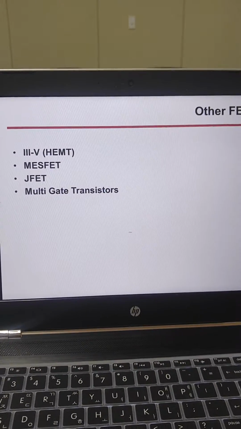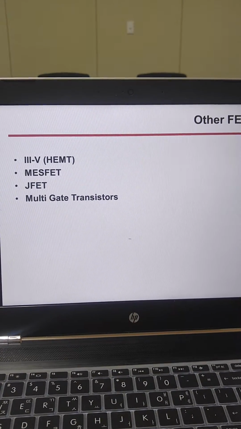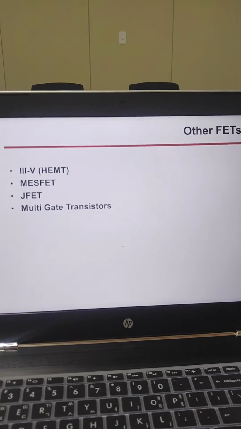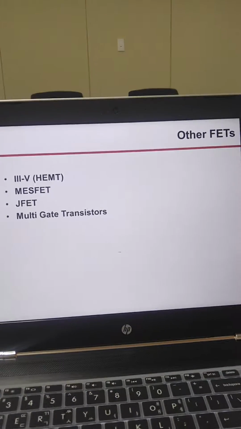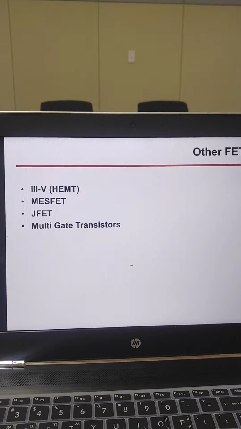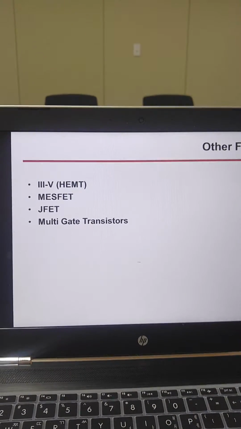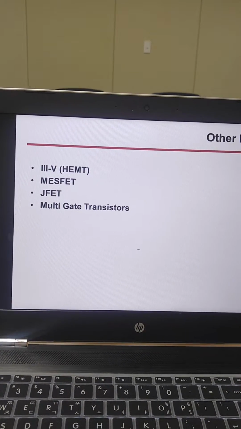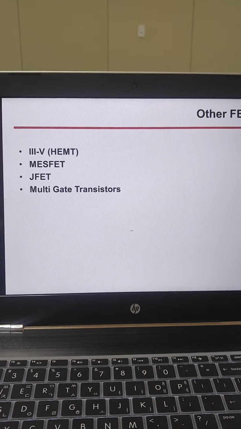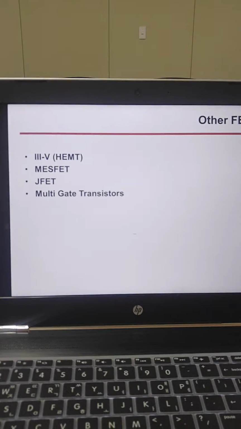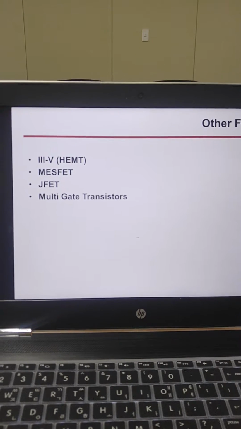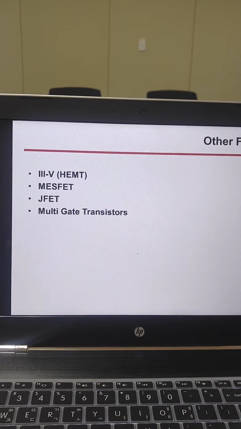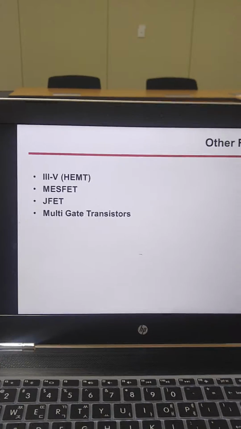And next is MESFET, an abbreviation of metal semiconductor FET, and I'm gonna talk about this later. And next is JFET, which is an abbreviation of junction FET, and its structure is very simple. We are controlling JFET by controlling its channel. When we give forward bias, it will act as open, and it also acts as enhancement mode. And if we give reverse bias, it will operate as close, and it acts like depletion mode. And next is multi-gate transistor, and I'm gonna deal with this later.